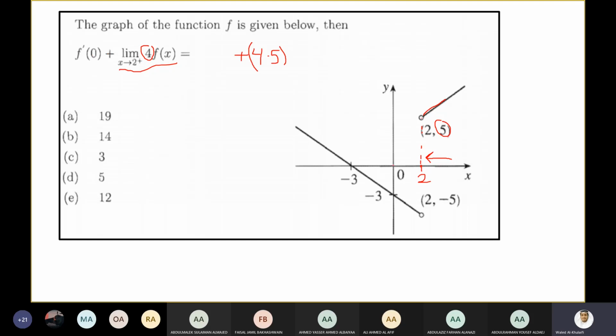F prime at 0. This is 0. So what does F prime mean? In fact, the derivative is the slope of the tangent line of this curve. But since the curve itself is a line, then the tangent line is the same as the line of the curve, or the curve itself. So that means I have to find the slope of this line. How to find the slope of this line?